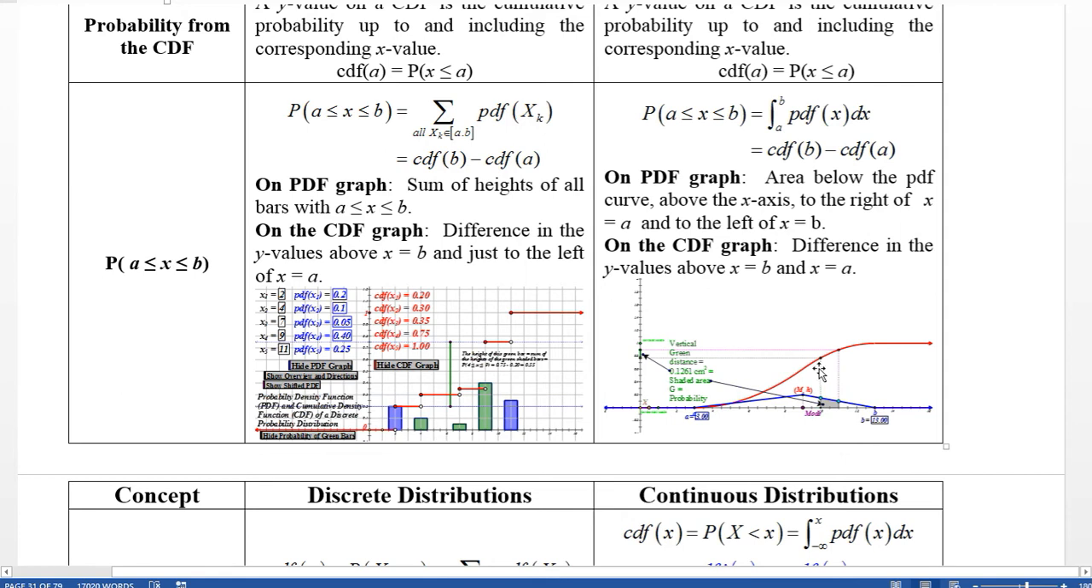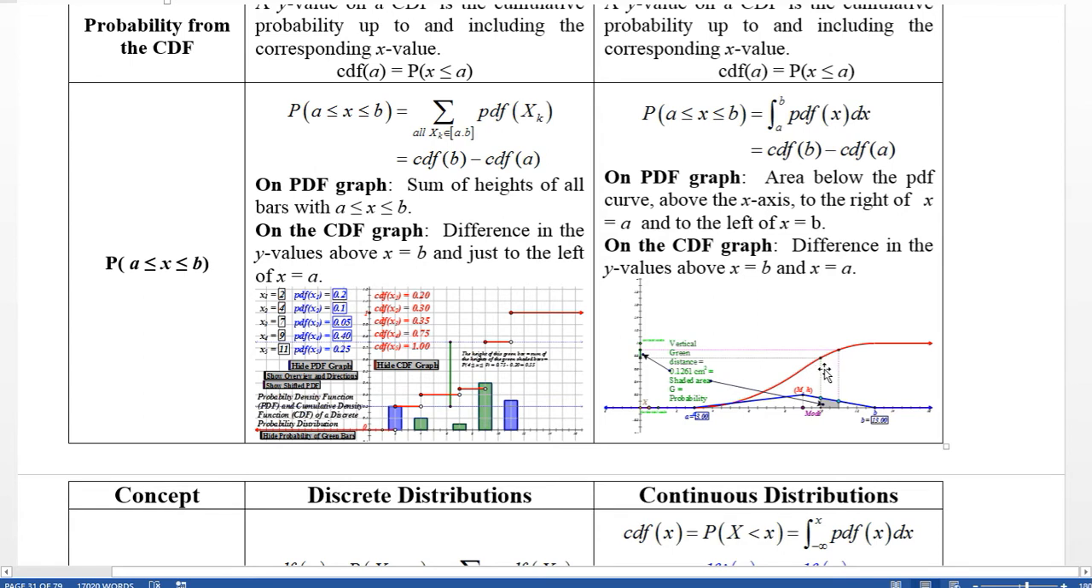Now let's look at an area, or look at a probability from A to B. So if A is, say, where this vertical line is here, that's x equals A, and where this little vertical line segment is, that's x equals B, then the probability that you're going to end up with something between there can be seen two different ways on these two different graphs. On the PDF, you're looking at this area, this little trapezoid region, and that area is the probability. That's how you see it on the PDF graph.